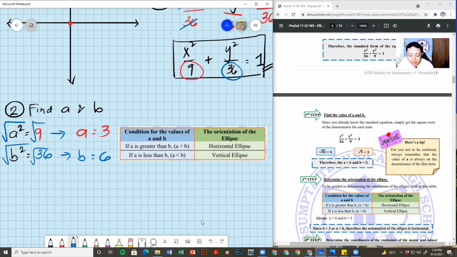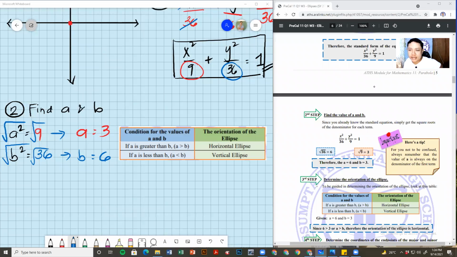Looking at the values of your A and B and having this table as your consideration, what do you think is the kind of ellipse that we are forming in this example? Kindly type your answer in the chat box. Go. What type of ellipse are we forming? Type your answer in the chat box. I want more answers from you. Only 4 answered. What type of ellipse are we forming?